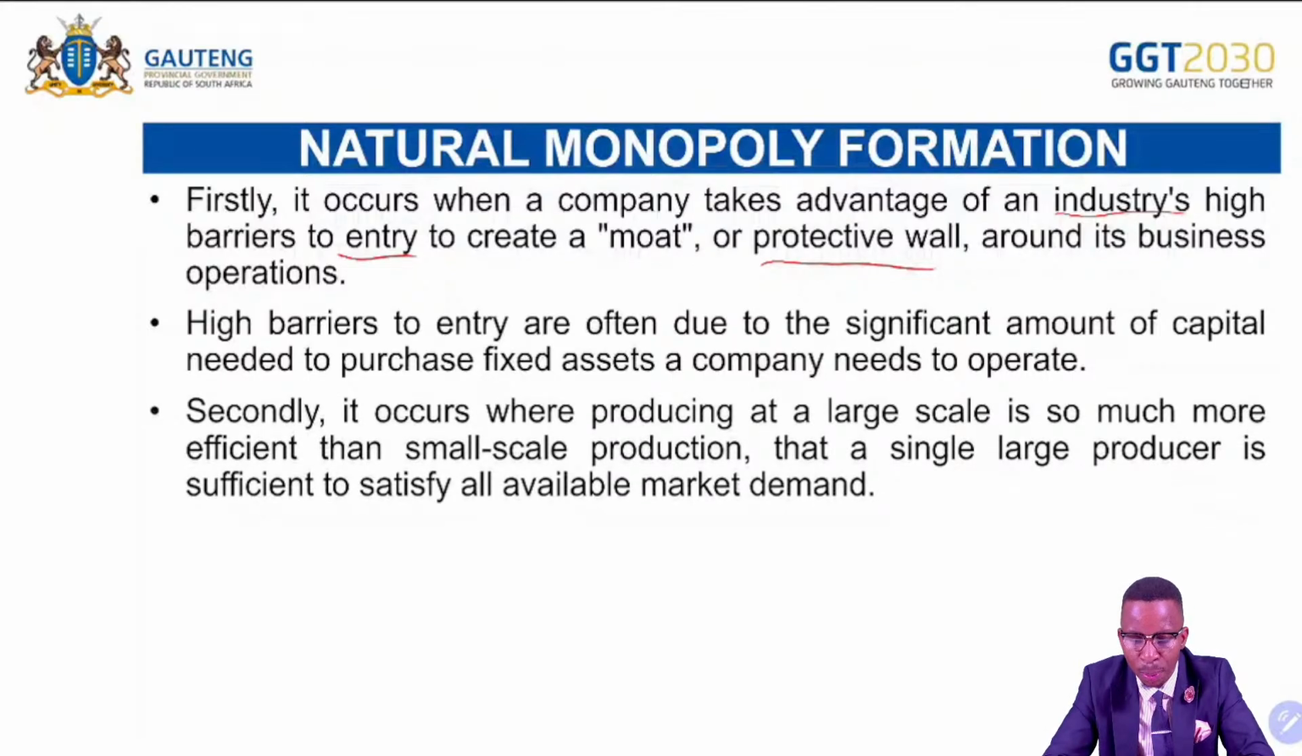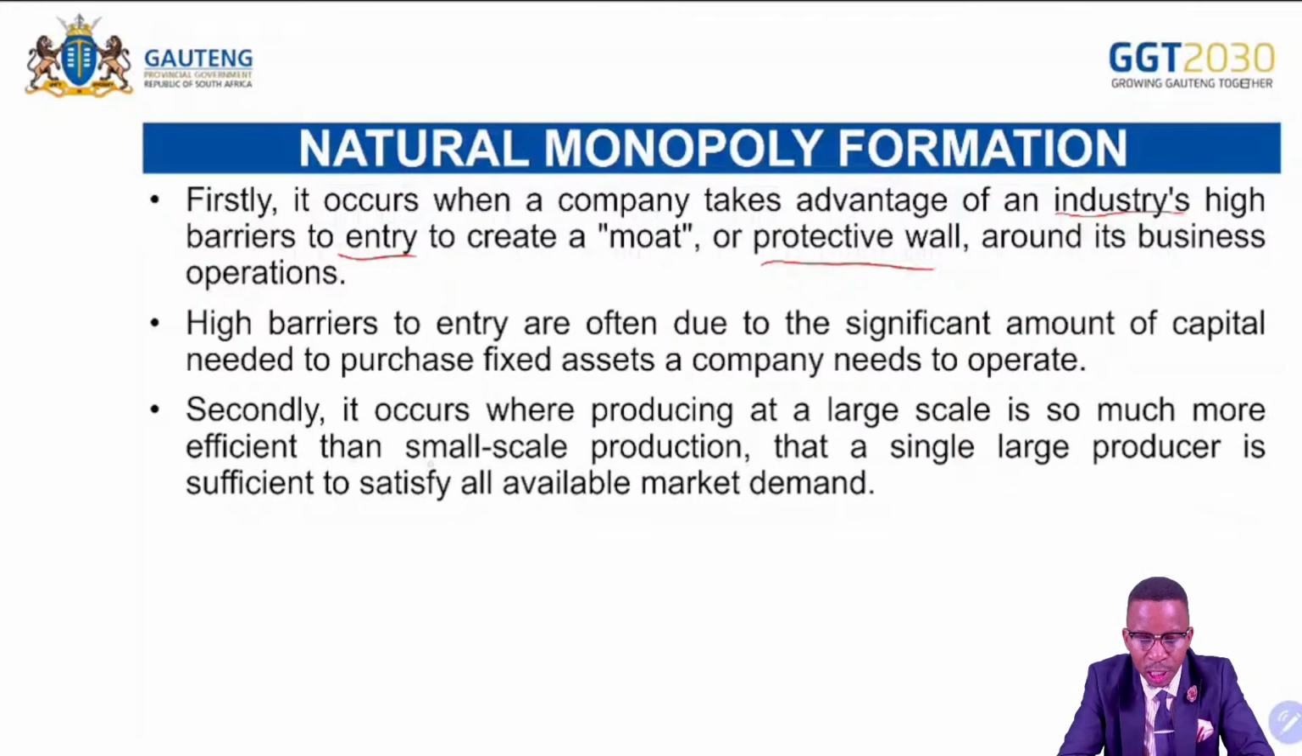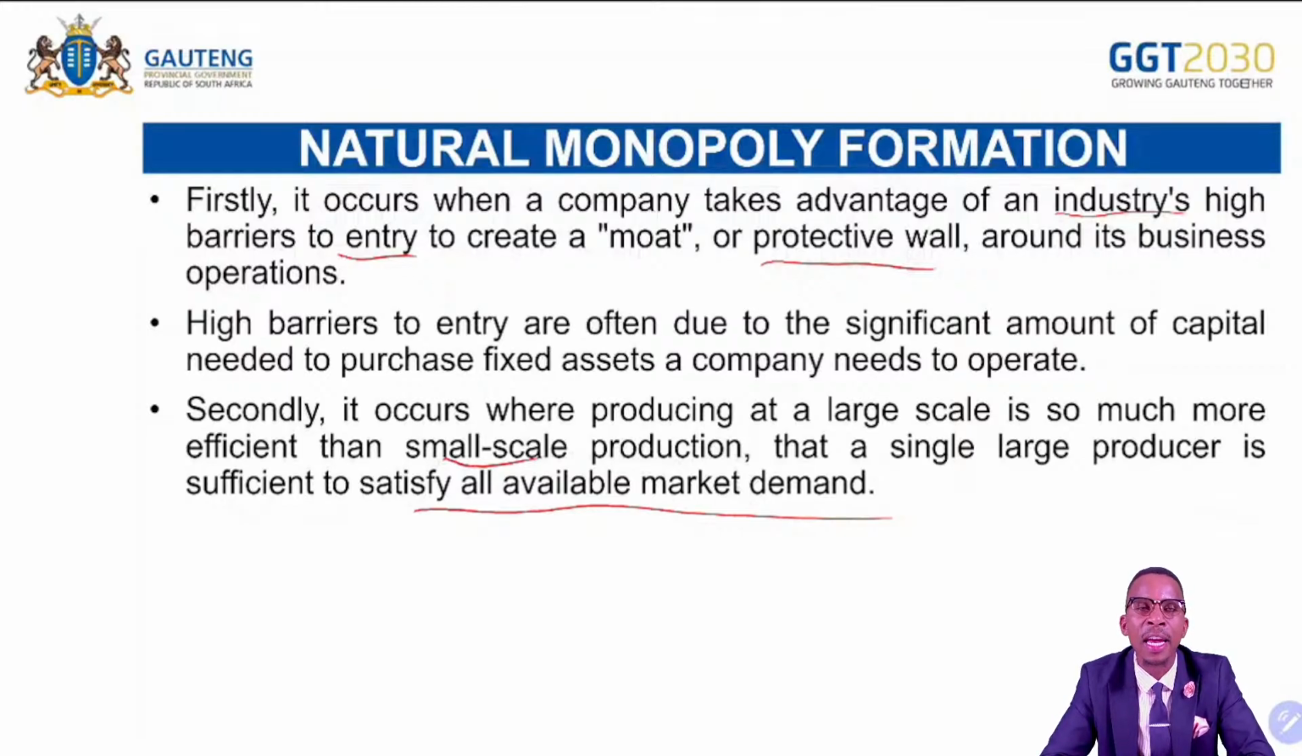Secondly, it occurs where producing on a large scale is so much more efficient than small-scale production that a single large producer is sufficient to satisfy all available market demand. If a single business has enough production to produce and supply the entire market, then that can create the natural monopoly. That firm is big enough to supply the entire nation with a particular product, so that can allow it to be a natural monopoly.